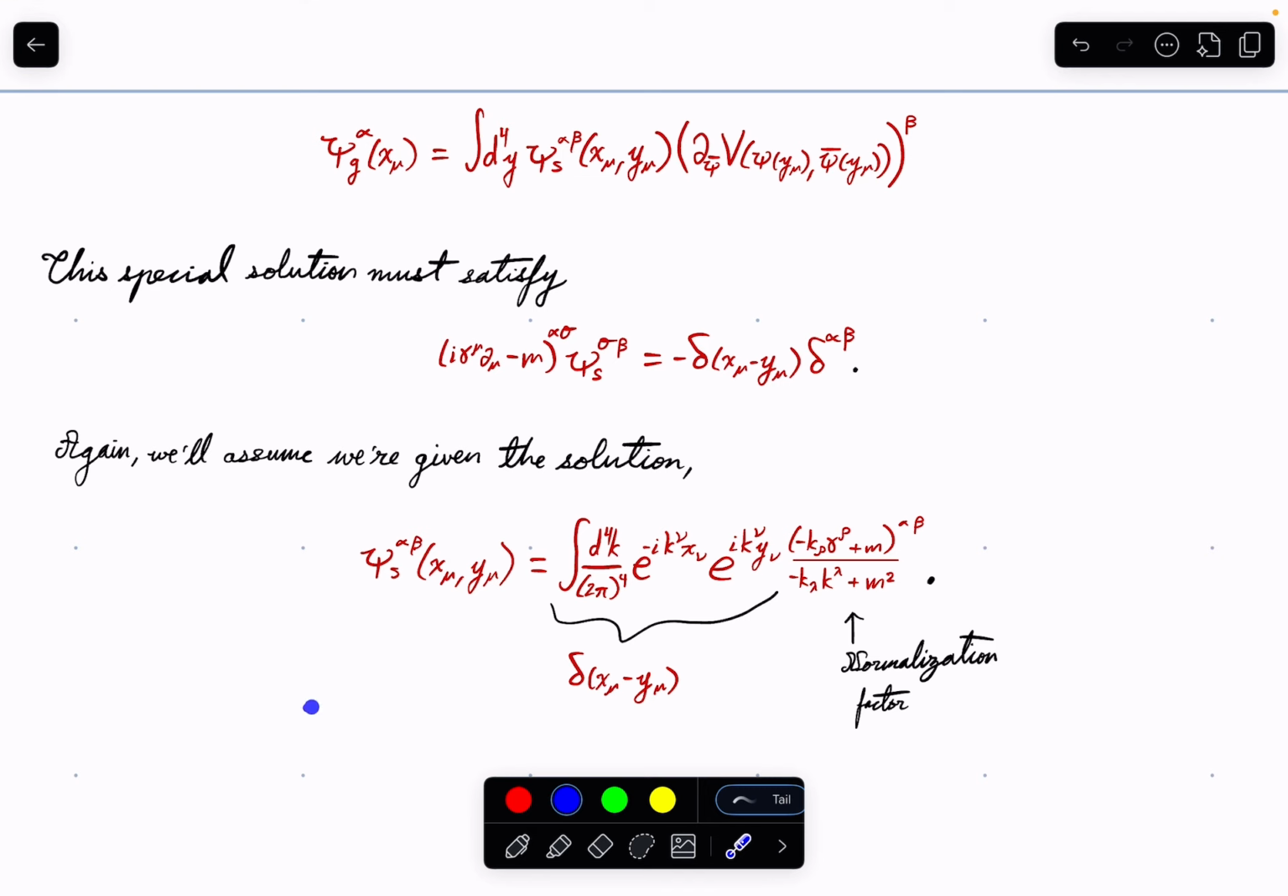And now we can use this to solve the inhomogeneous equation and finally interpret some of the other terms that we have in the perturbation solution from the last video.